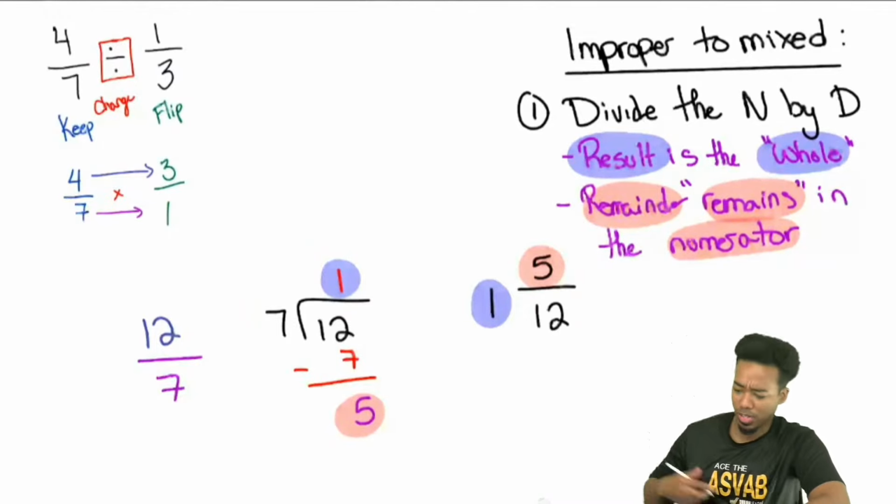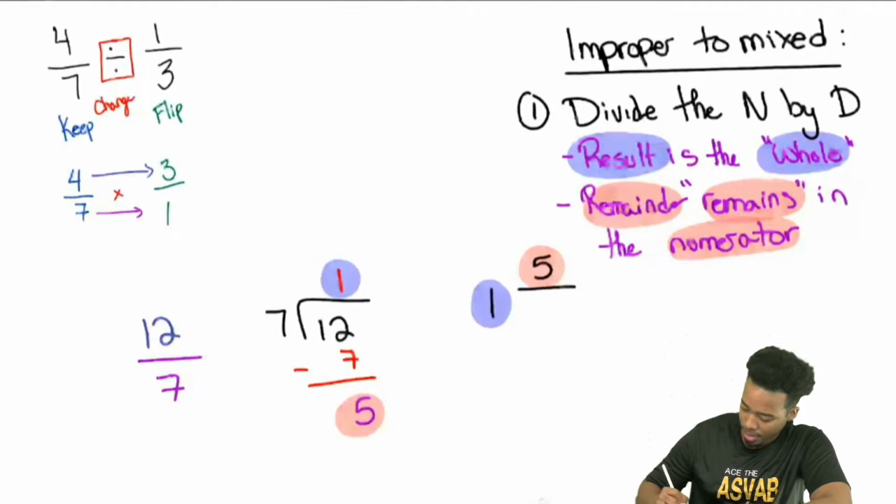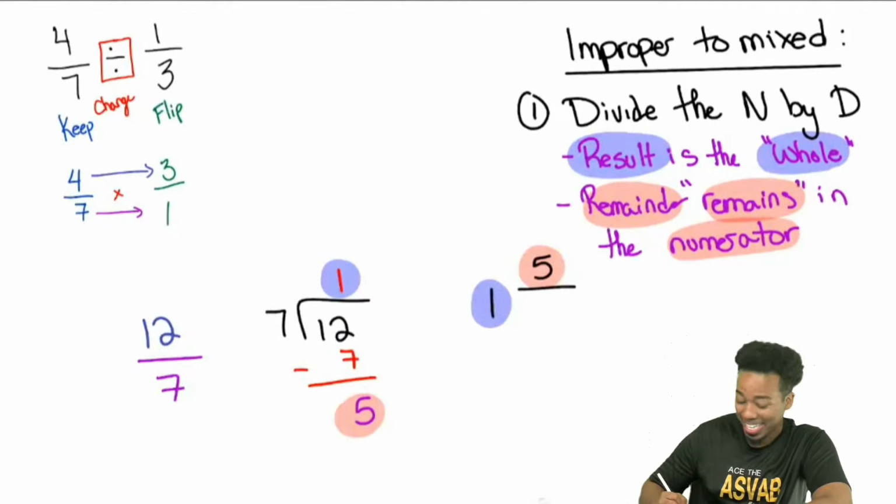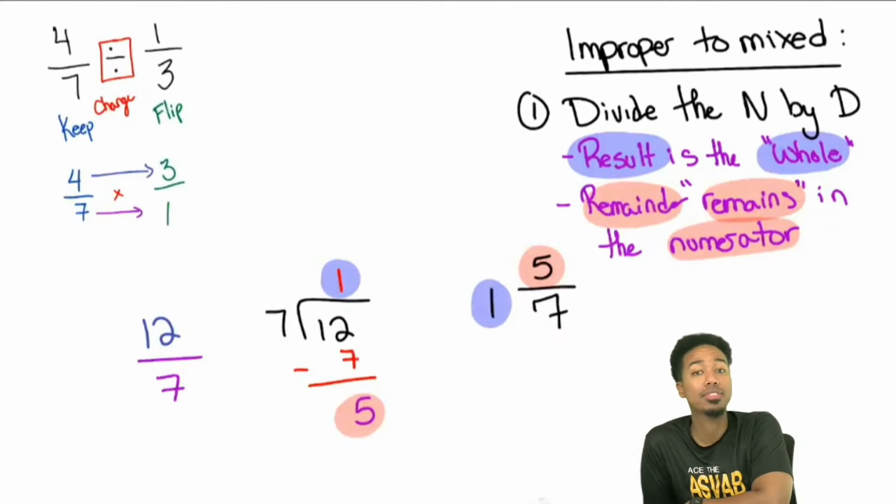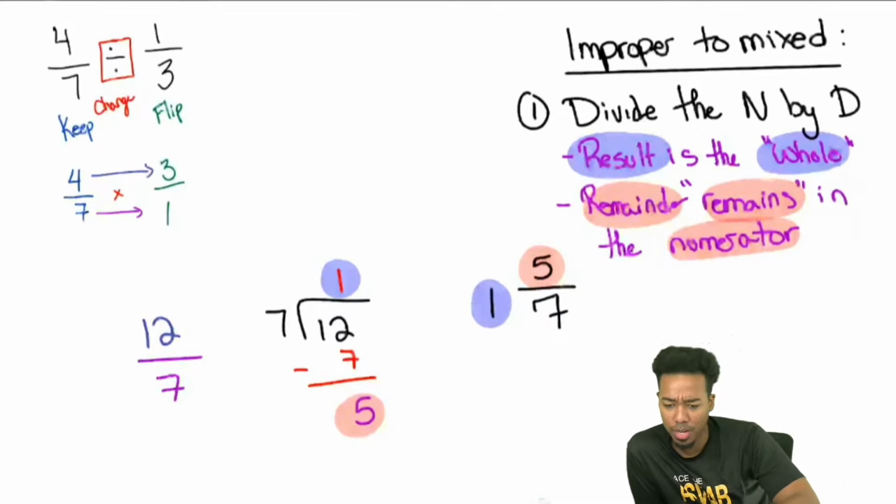Or excuse me, over 7. What am I doing? I was so focused on the 1 and the 5 that I didn't even care about the 7. That's funny. Good catch. Yeah, that'd be 1 and 5/7. Who did that? I appreciate you for catching my mistake. Thank you, Andy. Appreciate that.